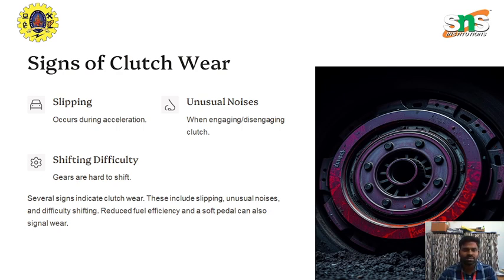It starts with slipping, which occurs during acceleration. While increasing the power or pressure, there is a possibility of slipping, unusual noises when engaging and disengaging the clutch, and shifting difficulties. While we have friction between the components, wear and tear, and improper function of each component, it is very difficult to shift the gears.